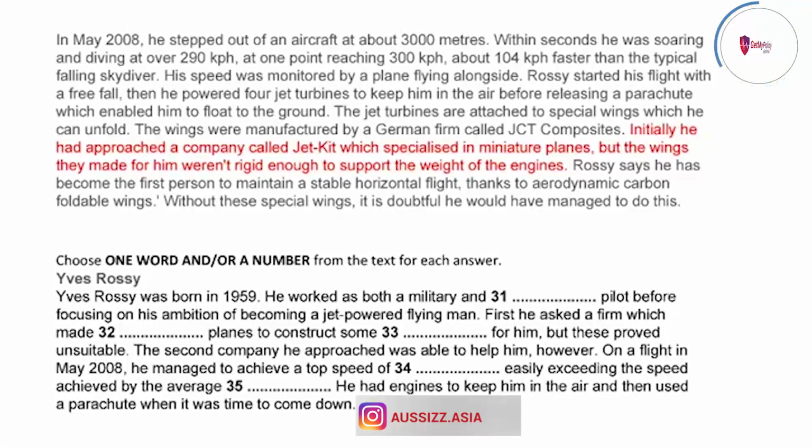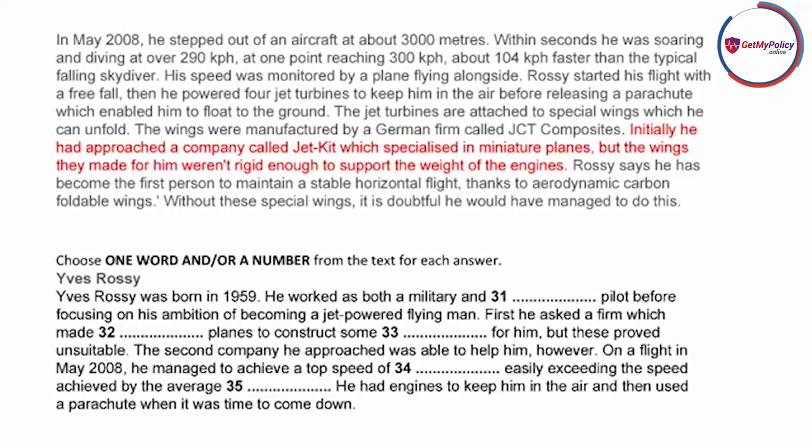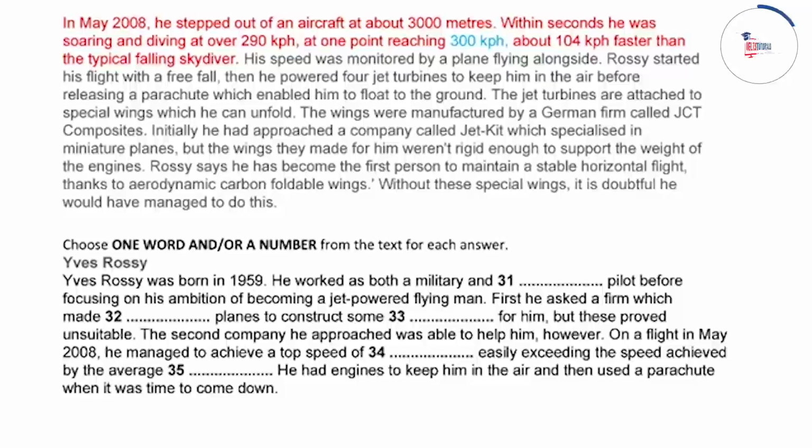So first means initially he asked a firm which made dash planes, which planes the company made, Jet King. Initially he had approached a company called Jet King which specialized in miniature planes. So I suppose you have your answer. Yes, the answer is miniature planes, because they specialized in making miniature planes, and it says first he asked a firm which made. Ultimately the answer is miniature planes. Now, but the wings they made, so to construct some wings for him, the answer is wings, because construct and made are again a paraphrase. So you got your answer for 33 also. The 31st answer is commercial, the 32nd answer is miniature, the 33rd answer is wings. Let's move on to the next part.